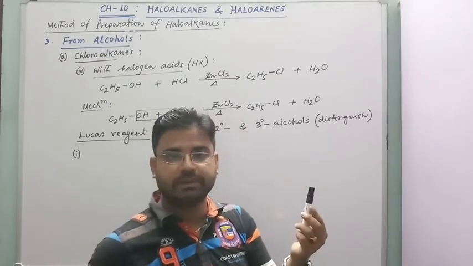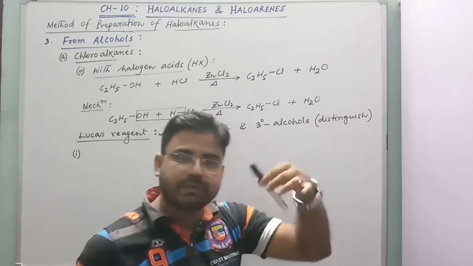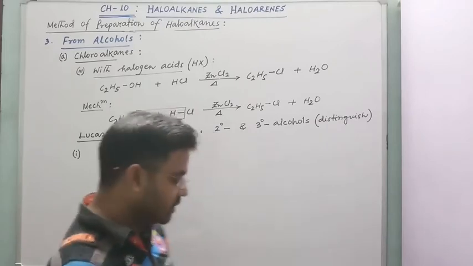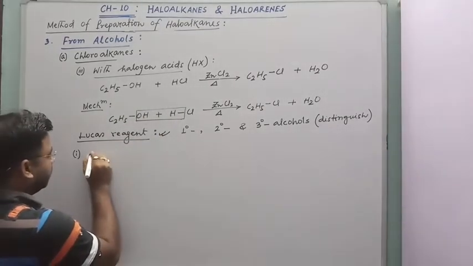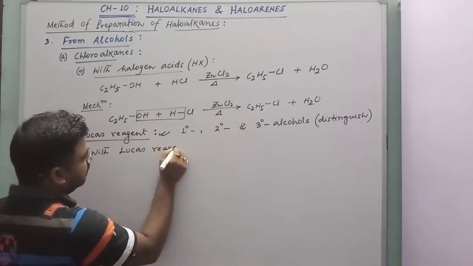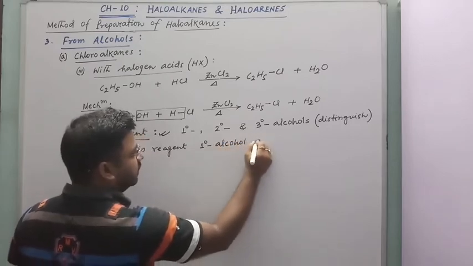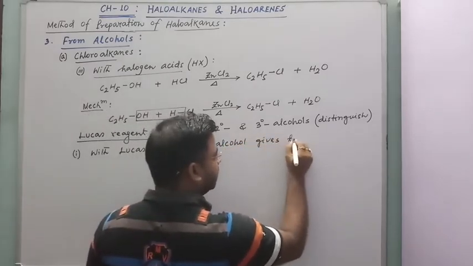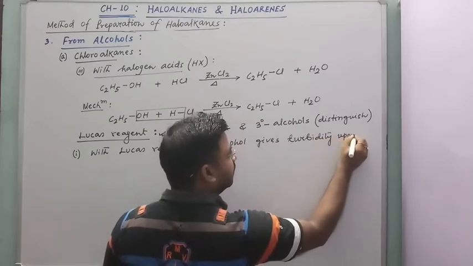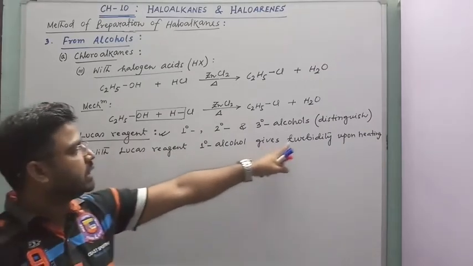And in one test tube the precipitate will not appear. But by heating the same test tube, the precipitate will appear in it also. The one in which the precipitate appeared after heating, that is primary alcohol. So with Lucas reagent, primary alcohol gives turbidity upon heating.